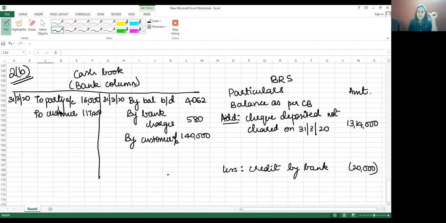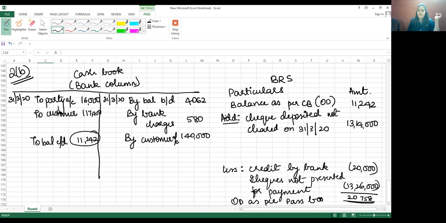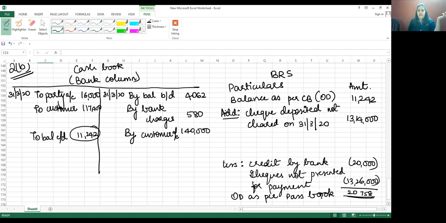Okay, next one. Cheque issued up to 31st March, not yet presented for payment. So less cheque issued not presented for payment. So that is 13,26,000. Okay, that's it. So with this, we are done with this sum. So here, the balance carried down is 11,242. Right to balance carried down. Therefore, this is overdraft 11,242, and then you arrive at 20758, which is again OD as per passbook. Nothing but your credit balance as per bank statement.